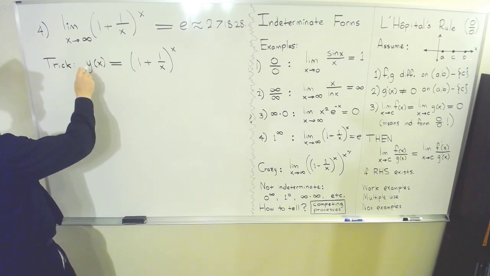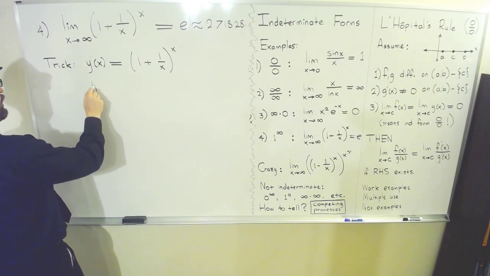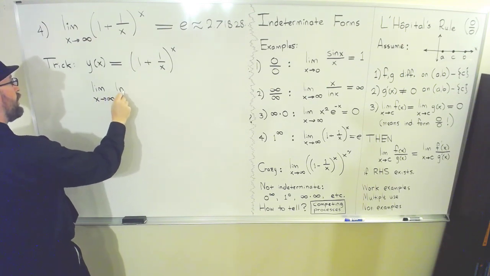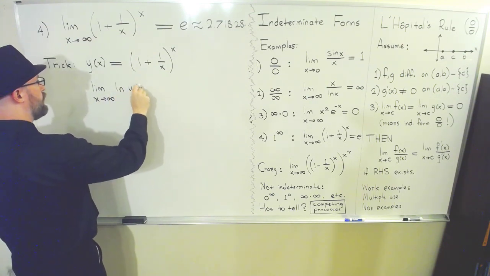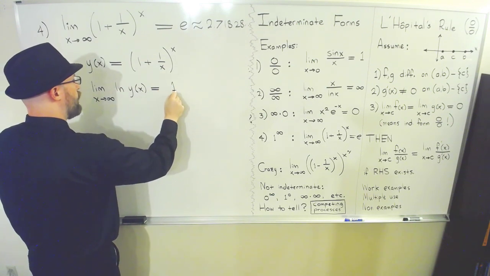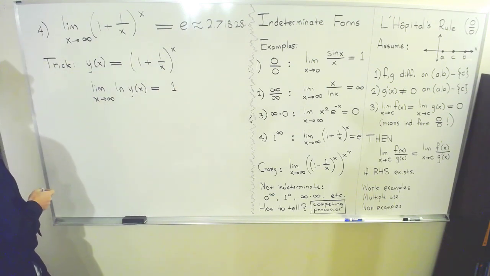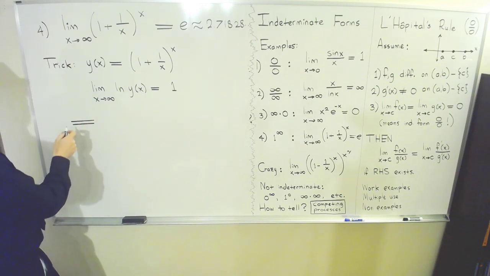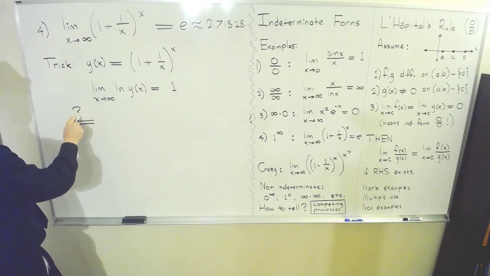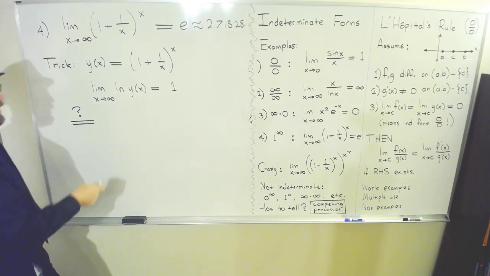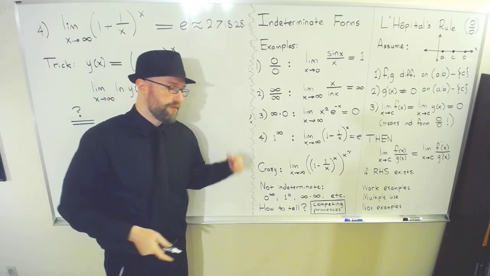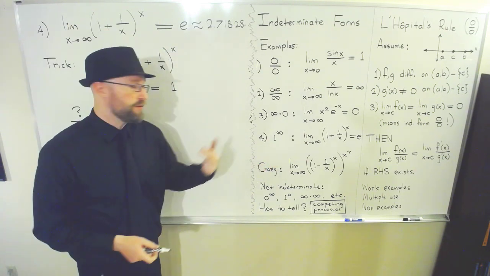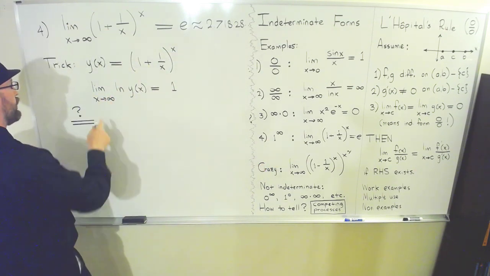So what I worked out, I defined y of x to be this. And then I worked out the limit as x goes to infinity of ln of y of x is equal to 1. Now, suppose I could do this. So I'm going to write an equal sign, and I'm going to write a question mark above it. And this will turn out to be valid. You know, before, my question mark meant that it was invalid. This will actually turn out to work, but it's not obvious that it works.